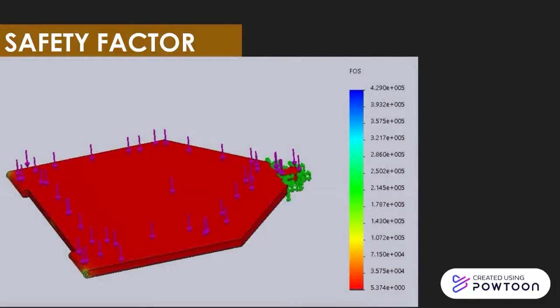The last analysis is safety factor. The lowest safety factor for the part is 5.374. This means the highest load it can support before failure is 5,271.89 Newton. This lowest factor of safety happens on the whole part. The safety factor is safe for the product and it can withstand a load of up to 537.4 kg.